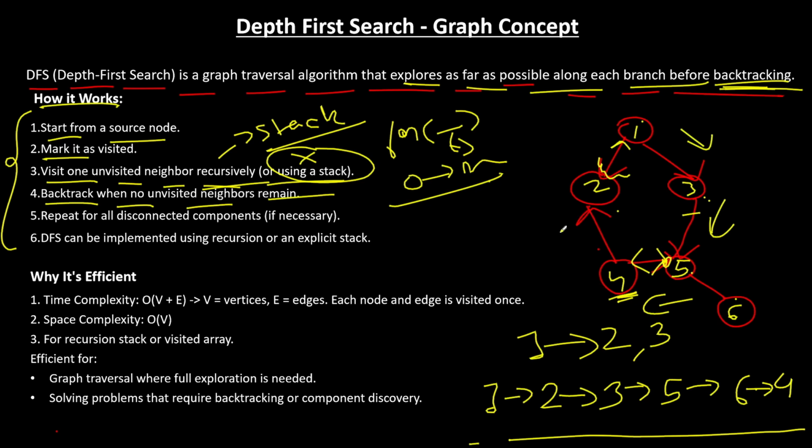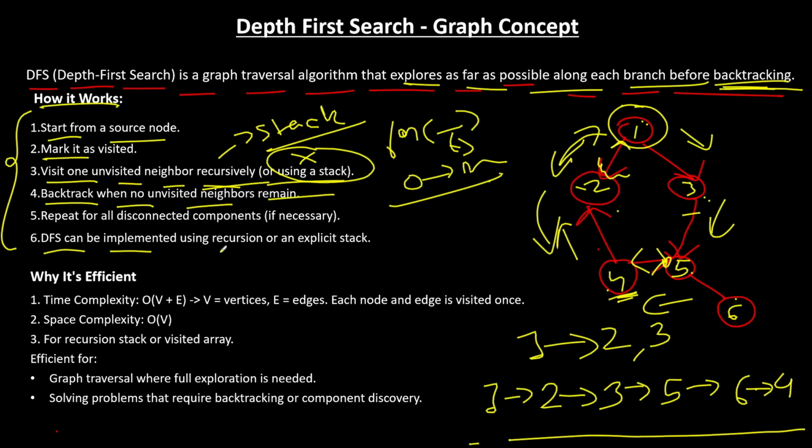It's a circular one. So when you start with one, you go to three, then five, then four, then two, and when you come to one, you see that one is already visited, right? So you go back. So this is another case when you backtrack. Okay, those are the two cases I told you.